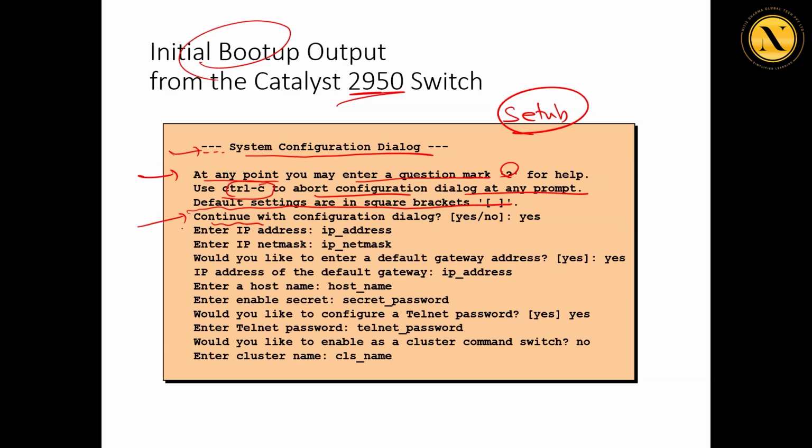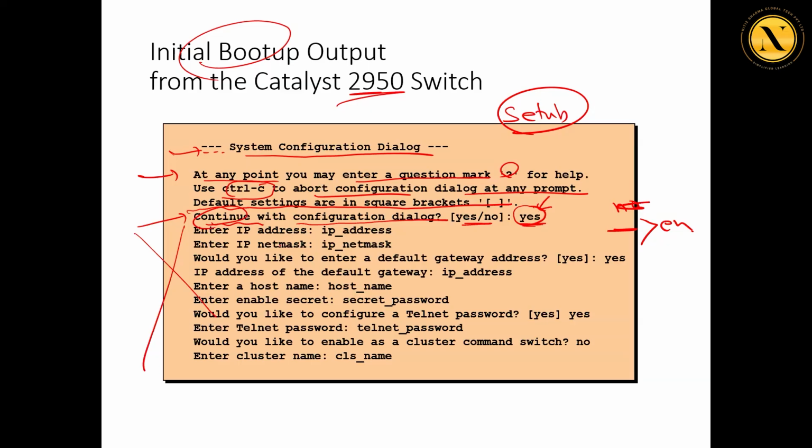Continue. Now it's asking you, can we continue with the configuration dialog? Yes or no? And further output, you cannot see anything, right? The choices are yes or no. You have to type here. Normally we type no, and it straight away goes to the user mode, right? Whether switch or router, whatever it is. And then we type enable and so on. But just to give a demo, instead of no, we have typed yes.